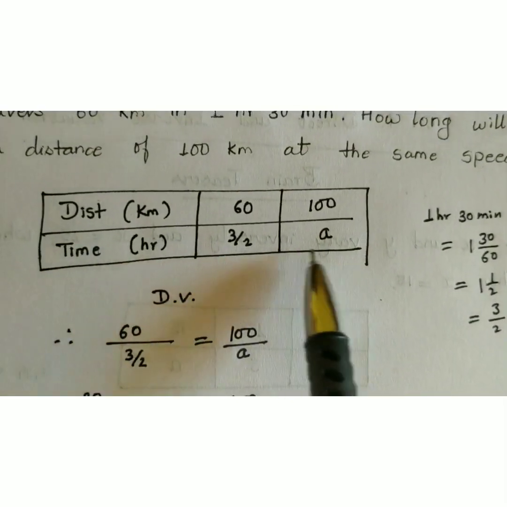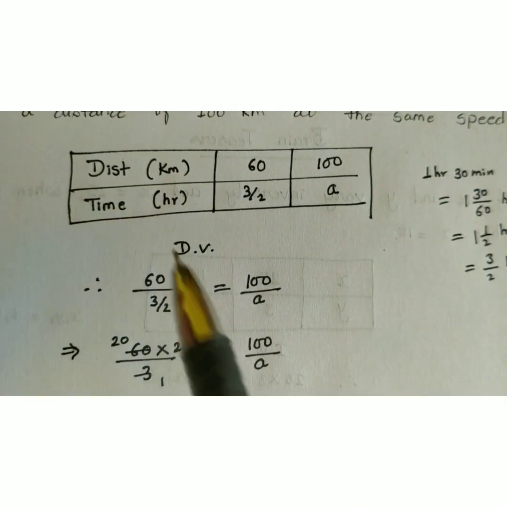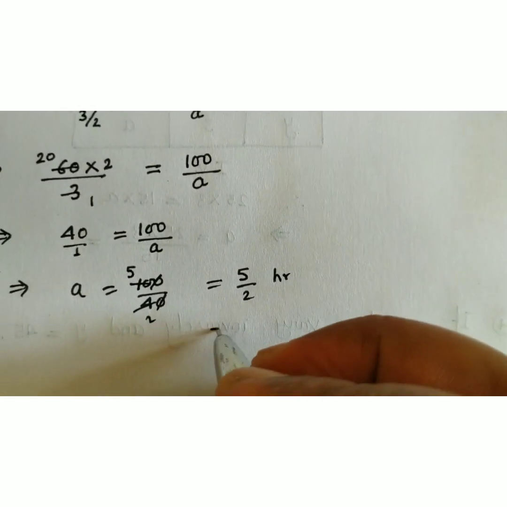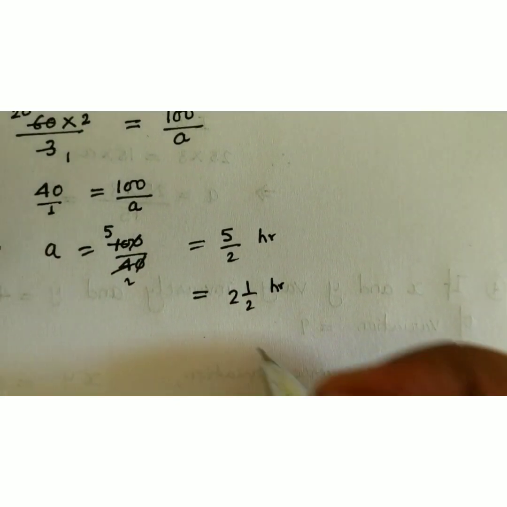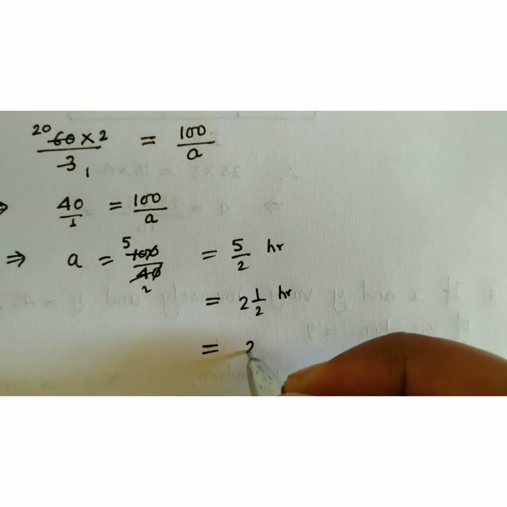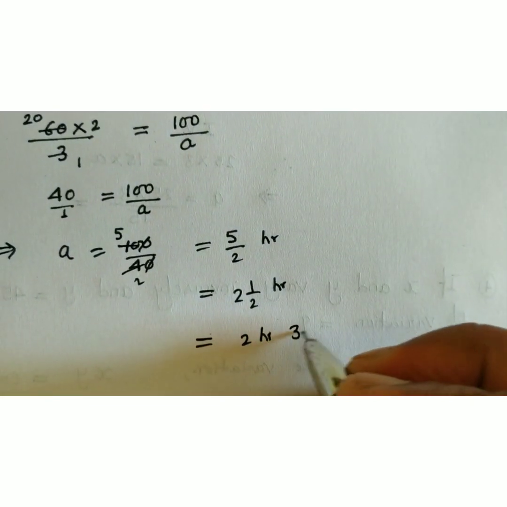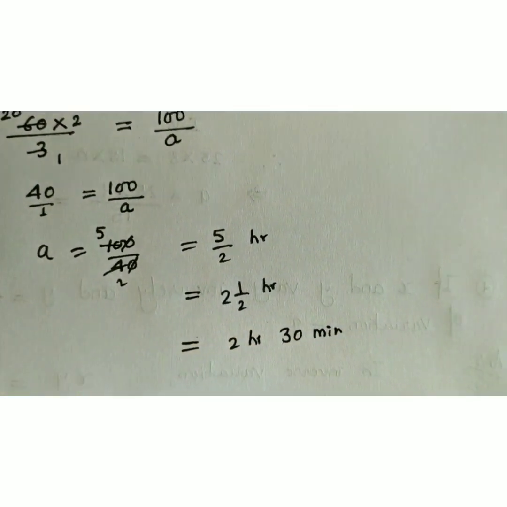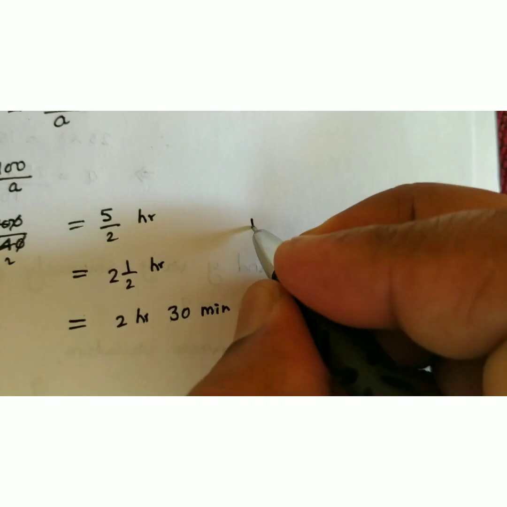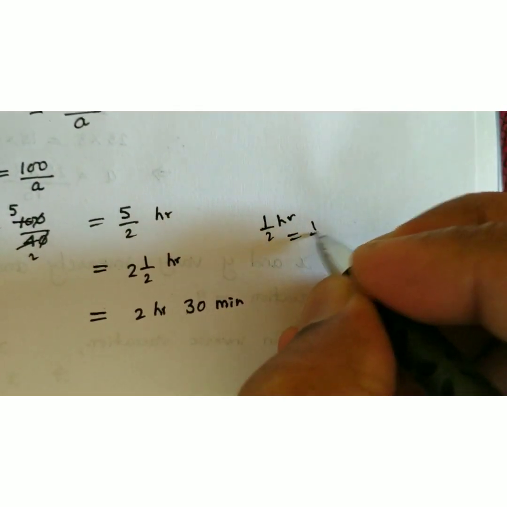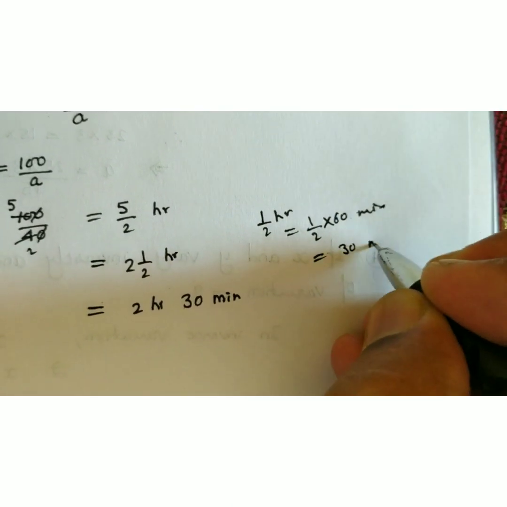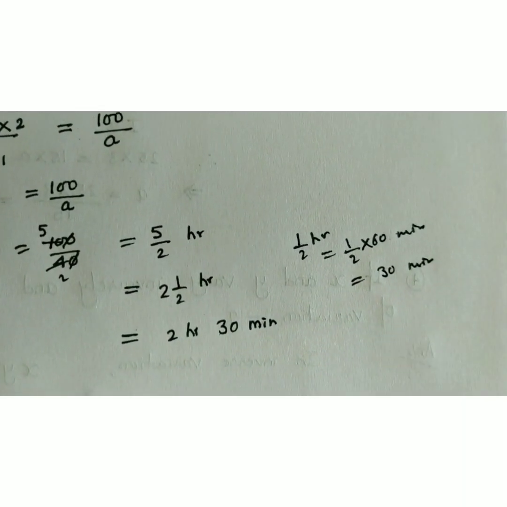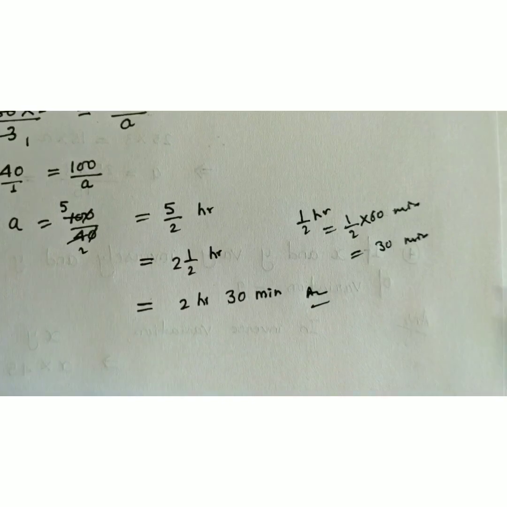This is the time expressed in hours. So 5 by 2 hour, or 2 and 1 by 2 hour. 5 by 2 can be written as 2.5 hour, or we can also write 2 hour and half, and half means 30 minutes. 2 hour 30 minutes. You can also change 1 by 2 hour means 1 by 2 into 60 minutes is equal to 30 minutes. So 2 hour 30 minutes is the required answer.